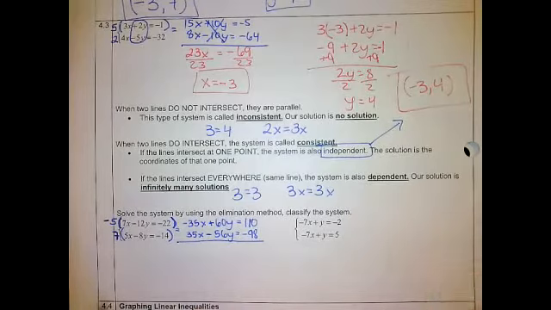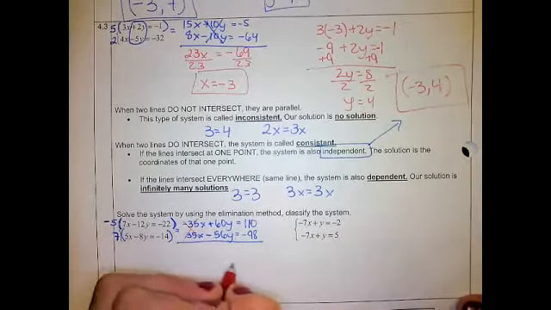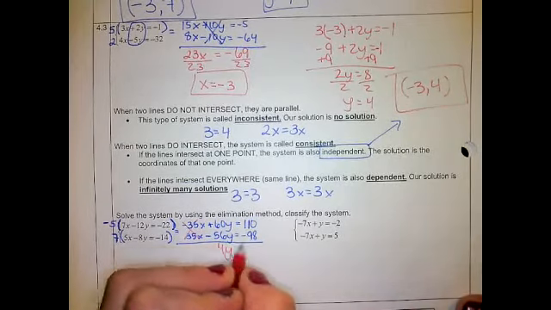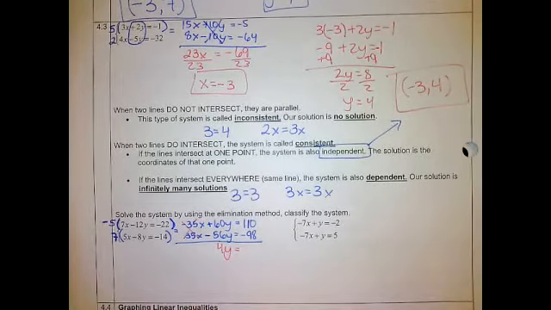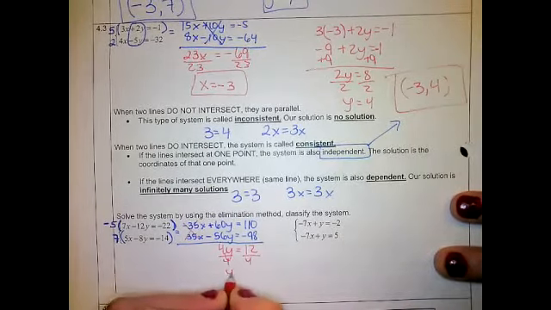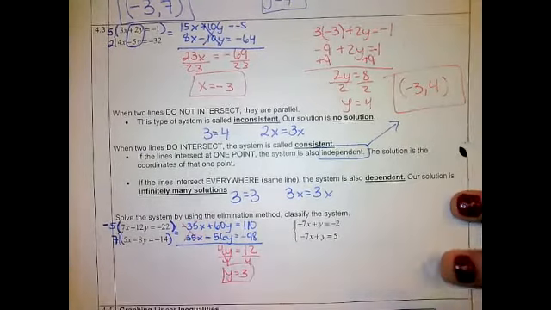Now I can go on ahead and I can add these together. So those are going to cancel. 60 minus 56 is 4y. And 110 minus 98 is 12. Divide both sides by 4, and I get y equals 3.